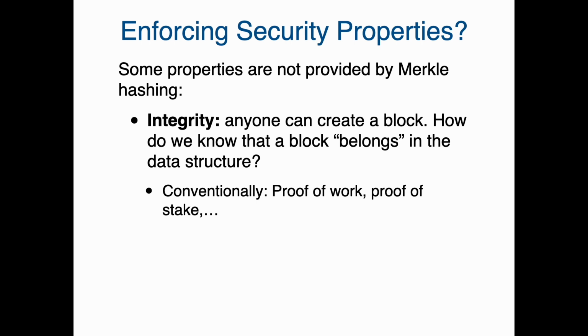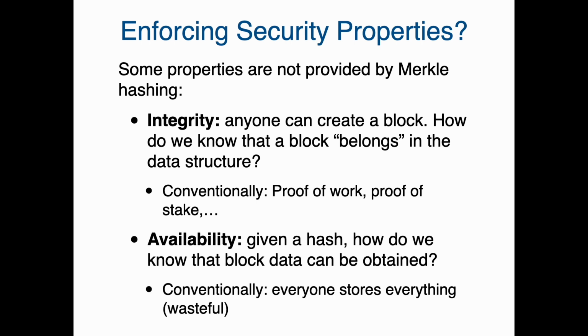Or more generally, you have this data structure. How do you know that a block belongs in the data structure? So there are various mechanisms like proof of work and proof of stake and other ideas for how to achieve this kind of integrity. Or consensus protocols are another example of mechanisms. Okay, so that's integrity. There's also another security property that we care about, which is availability.